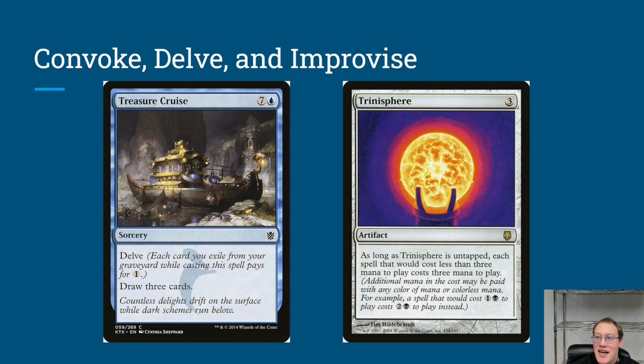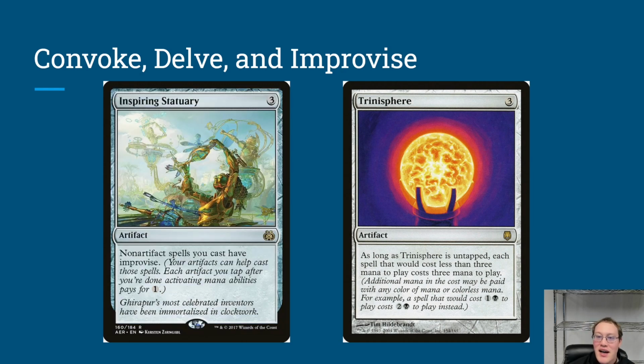So yeah, that's kind of interesting. That's a little bit different from how most people would probably think that that would work. So yeah, all three of these abilities can in fact get around how Trinisphere would work. So that's pretty nice. Now here's another one. If you've never heard of Improvise, they've only done it in one block so far, but it's kind of a fun mechanic.